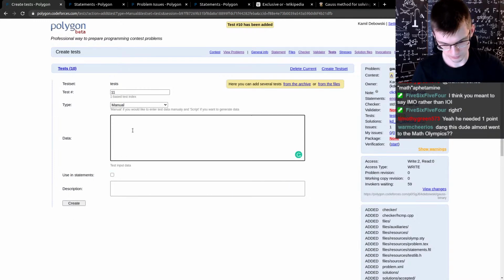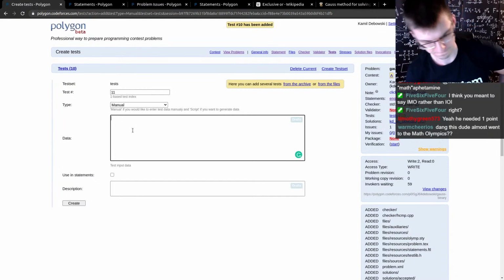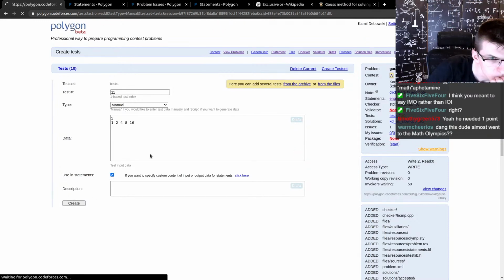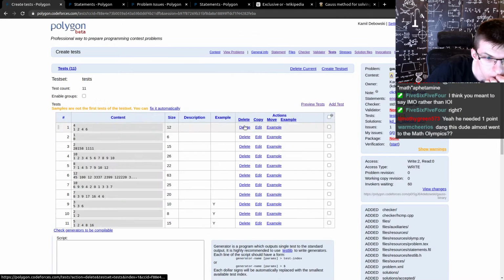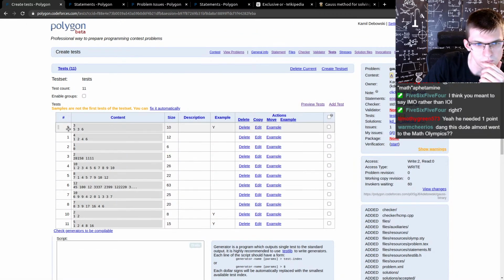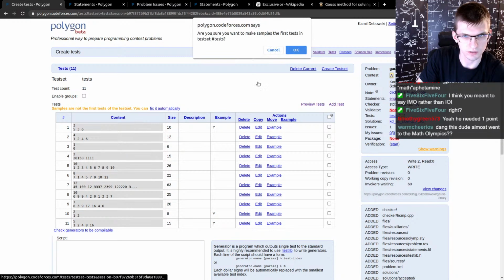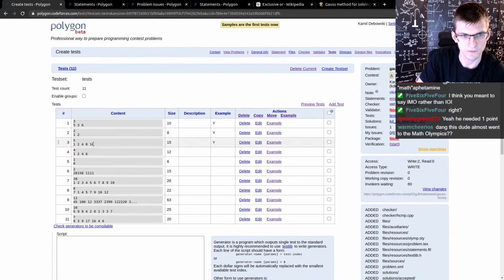Something with n equal to 2. Then samples should usually go first, oh, I can fix it automatically. Yes, please. Samples should usually go first.